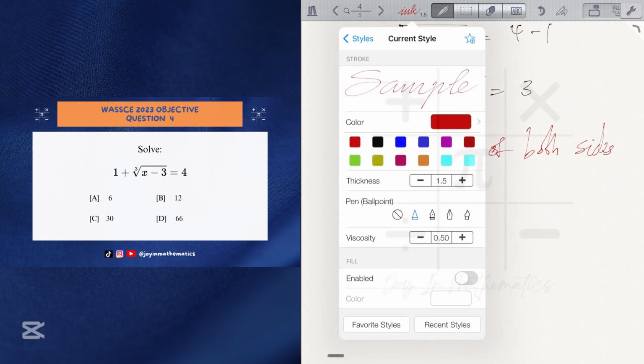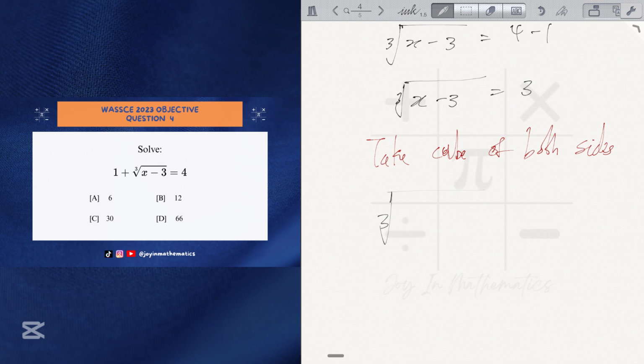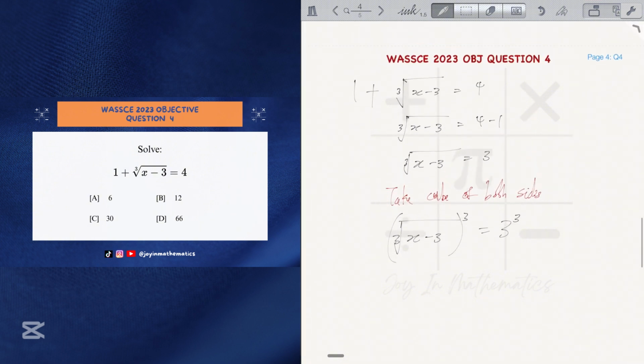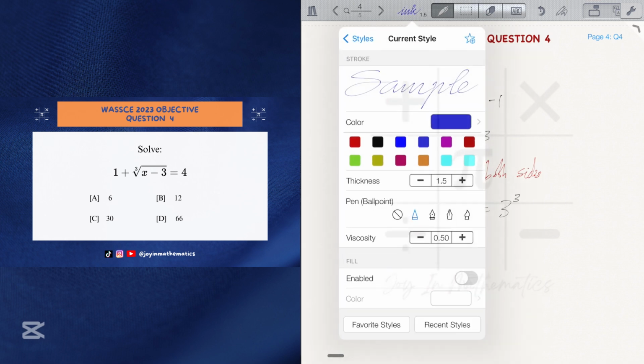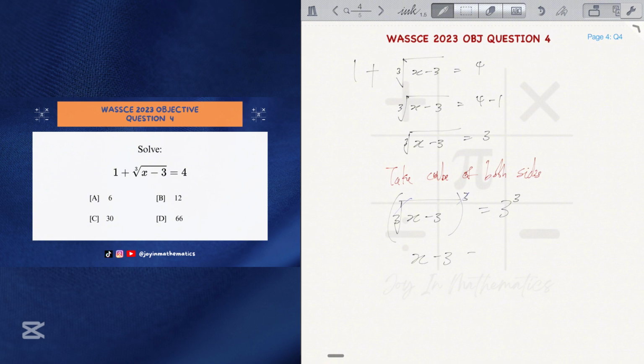So in view of that, we'll have the third root raised to the power of 3 equal to 3 raised to the power of 3. Remember, this is an indicial equation. We solved a ton of these in our lessons on our playlist. Just go to the YouTube channel and you'll see lessons on indices. So the power of 3 will nullify the third root, and we'll have x minus 3 equal to 3 raised to the power of 3. 3 raised to the power of 3 is 27, because that's 3 multiplied by 3 multiplied by 3.